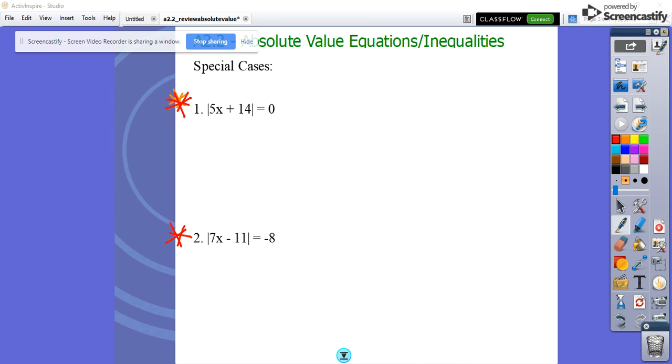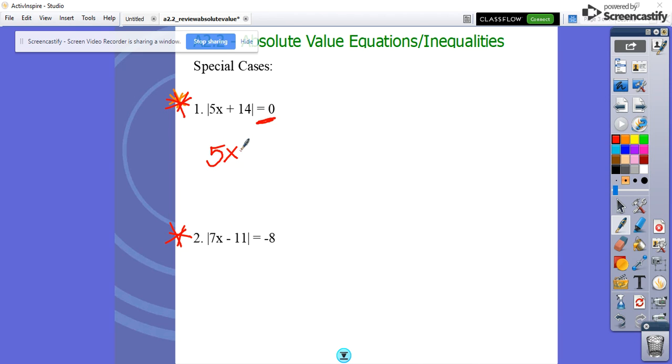All right, so let's talk about those two special cases that we've come up with. The first one is when you have an absolute value that is equal to 0. Here's the question: where are you 0 units from 0? And that is only at one spot, when you are on 0.